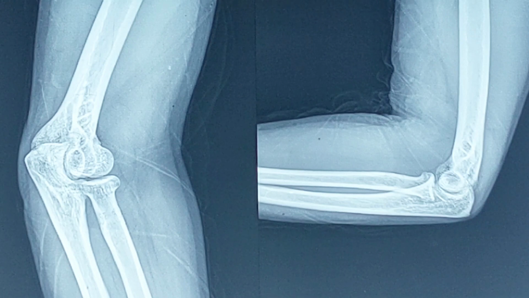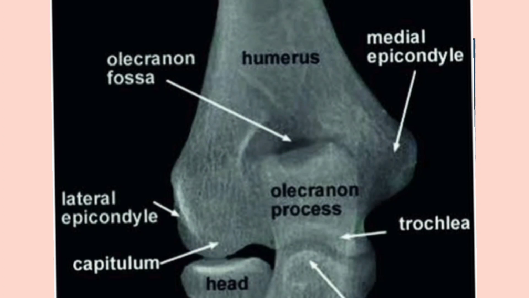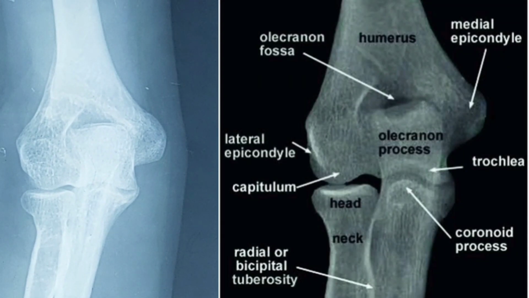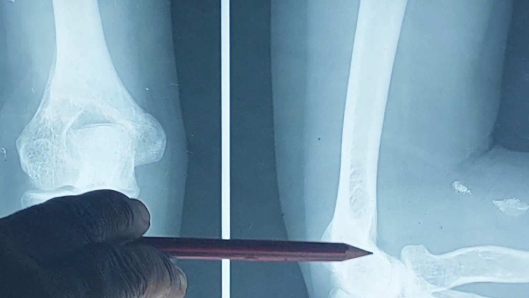Another important landmark is also visible but not clear in this film. I am showing you another X-ray film. There you will get a more clear view of these two important landmarks. Here you see, this is the lower end of the humerus. It is the anteroposterior view. This is the lateral view.